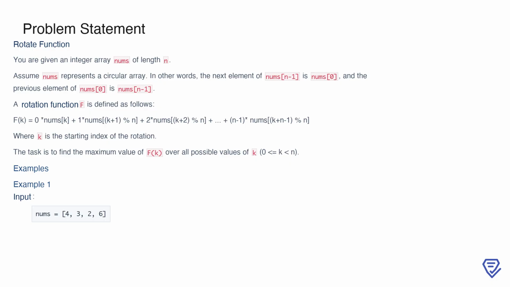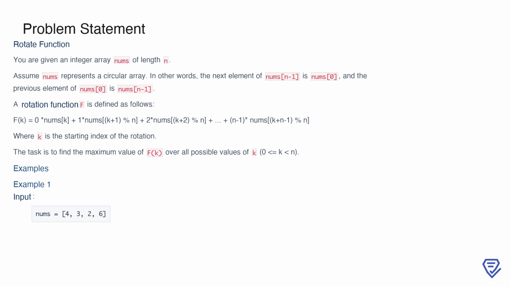Based on this, we define something called a rotation function, F(k). Here, k represents the starting index of the rotation, and the function calculates a weighted sum where each element in the rotated array is multiplied by its index. The formula for F(k) is 0 * nums[k] + 1 * nums[(k+1) % n] + 2 * nums[(k+2) % n] + ... + (n-1) * nums[(k+n-1) % n].